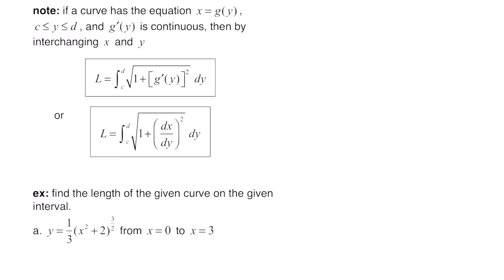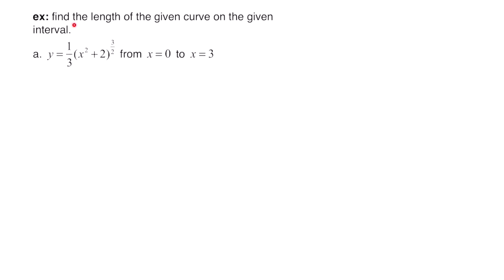And then we have a note: if a curve has the equation x equals g of y, and y is between c and d, and g prime of y is continuous, then by interchanging x and y, we get this formula for length: the integral from c to d of the square root of 1 plus g prime of y squared dy. And similarly, instead of g prime of y, we can also rewrite this with Leibniz's notation as dx/dy.